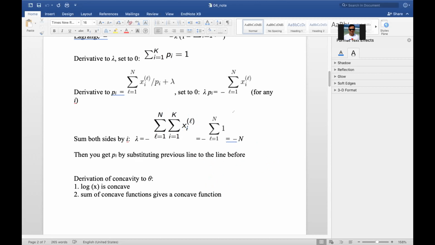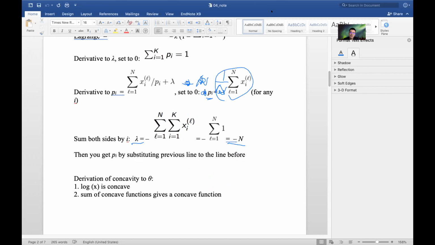You're welcome. So now we know that lambda is equal to negative n. So then we will come back. This is the negative n. The negation cancels, and then if you divide by n on both sides, you get pi equal to 1 over n. This term is what we just described in our slide.